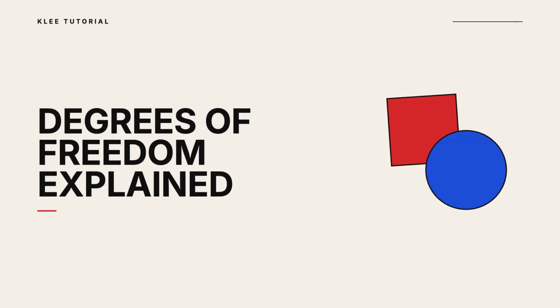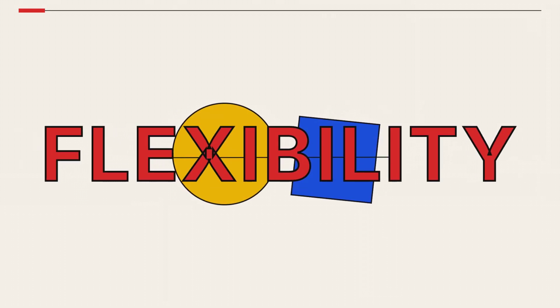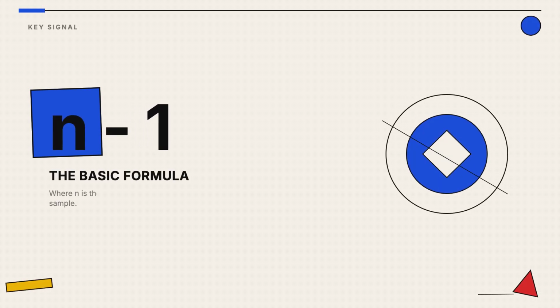In statistics, degrees of freedom can be a confusing term. Let's break down what it actually means for your data. At its heart, degrees of freedom represent the number of values in a final calculation that are free to vary. The most common formula is n-1. This accounts for the fact that we use a sample mean to estimate the population.